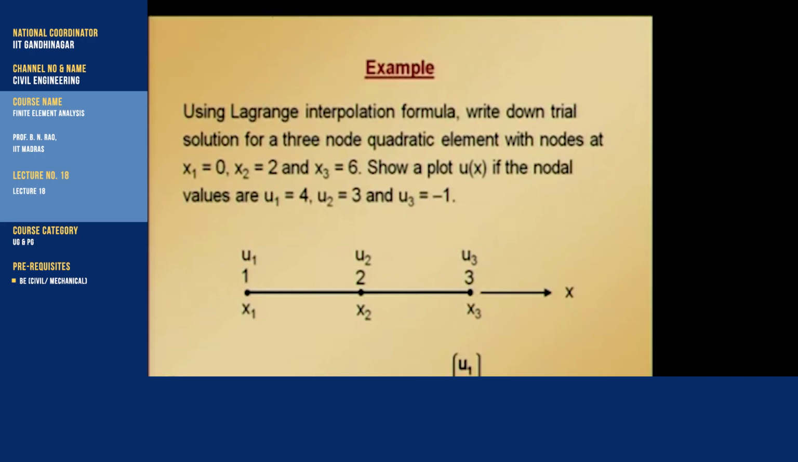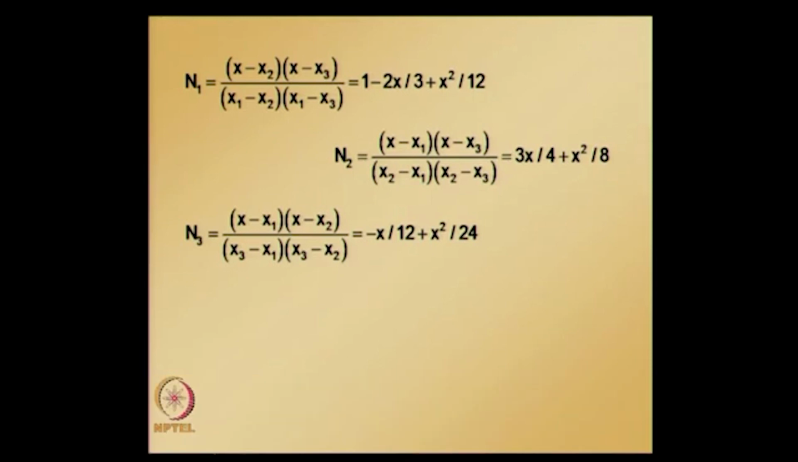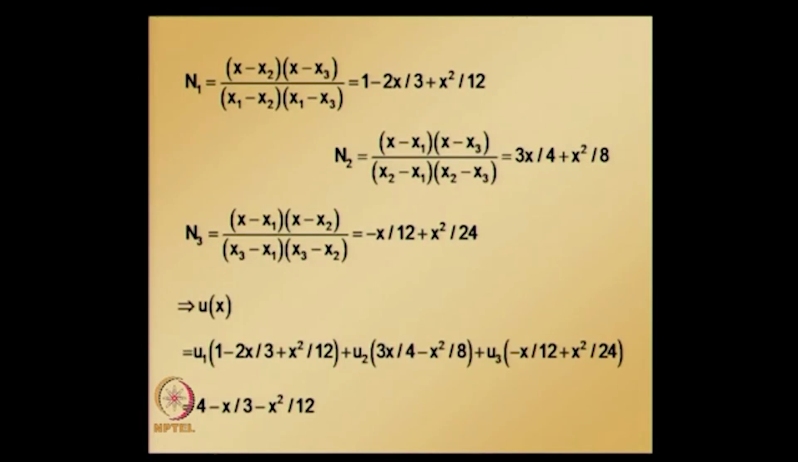So, now n1, n2, n3 after substituting x1, x2, x3 values and simplifying, we will obtain what is shown there. So, now using these n1, n2, n3 values, approximate expression for approximation of u can be obtained by substituting n1, n2, n3 and simplifying, and u1, u2, u3 numerical values are given.